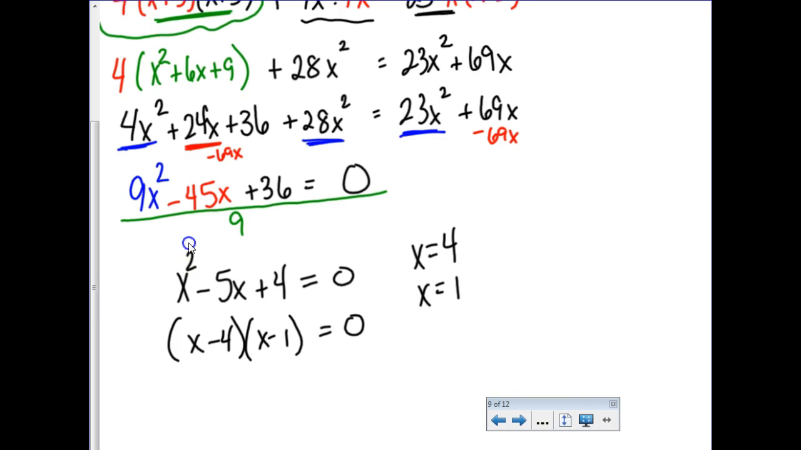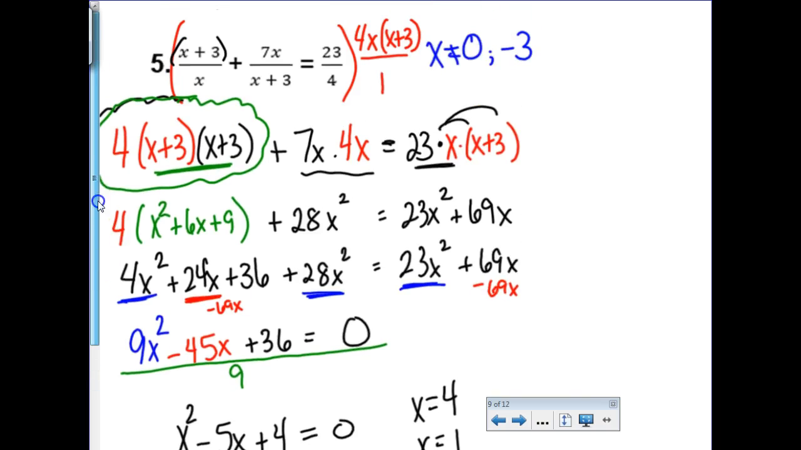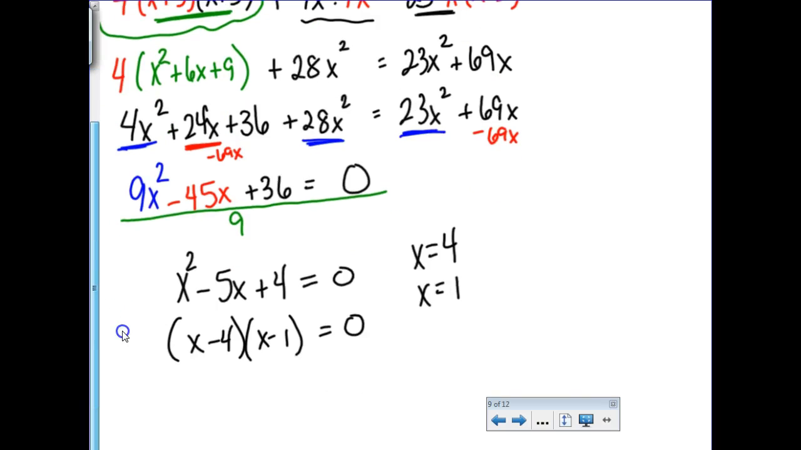And then that was a lot of work, so I kind of forgot what the excluded values were. So back at the beginning, the only two things I couldn't have were 0 and negative 3. Did you get either a 0 or a negative 3? No, so keep them both. That was lovely.